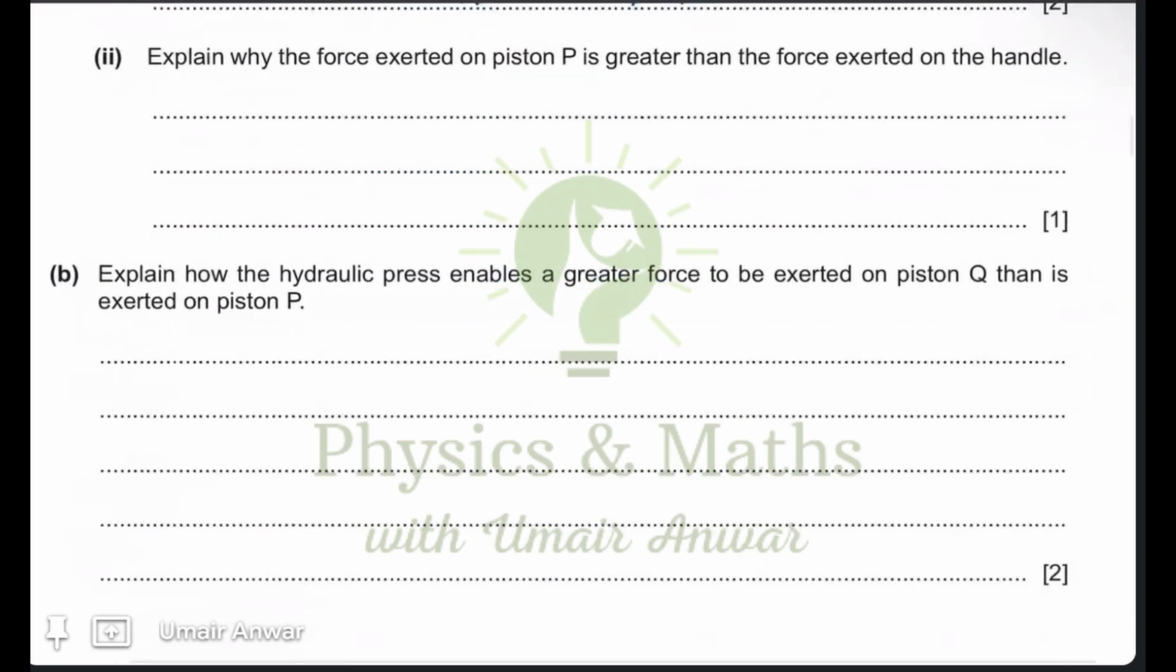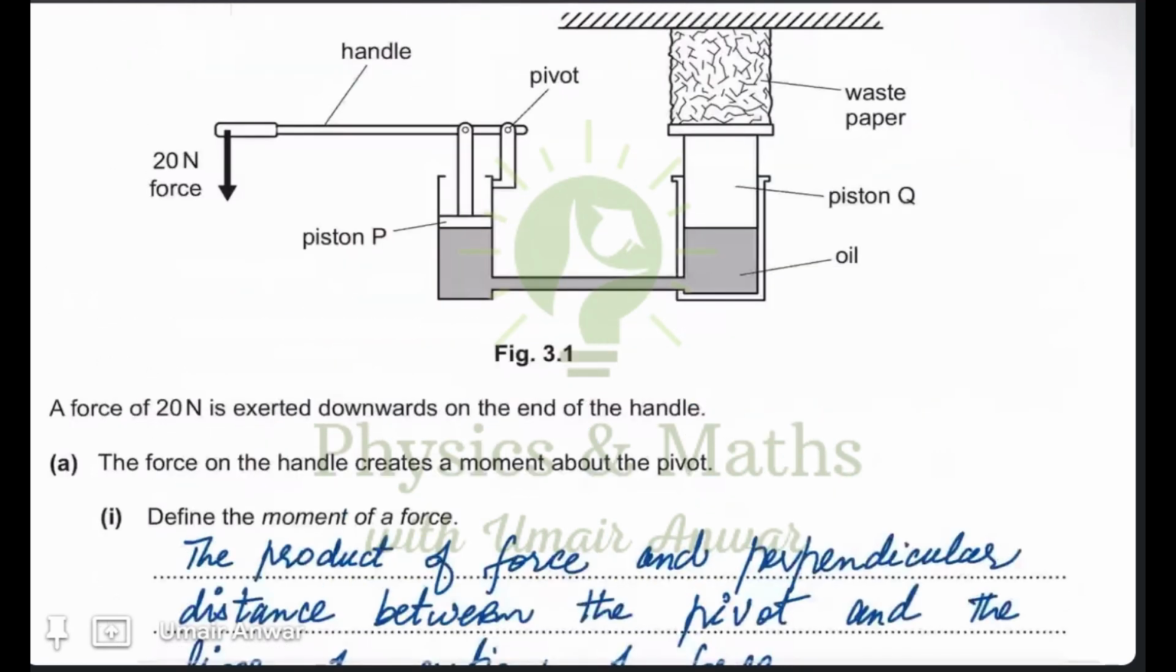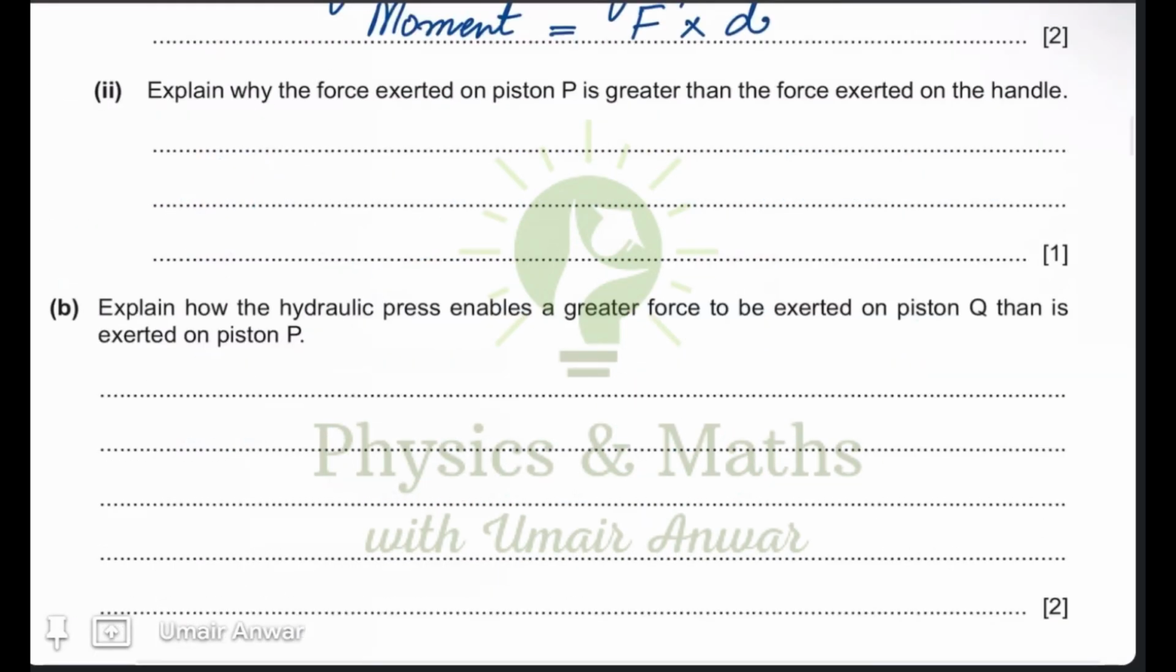Explain why the force exerted on piston P is greater than the force exerted on the handle. Now the force exerted on the handle is 20 Newton, but the force exerted on this P is going to be greater than 20 Newton, and we have to explain the reason for this.